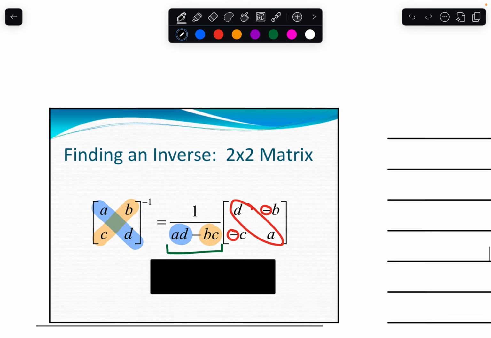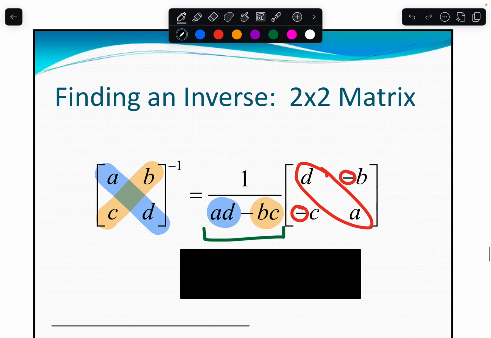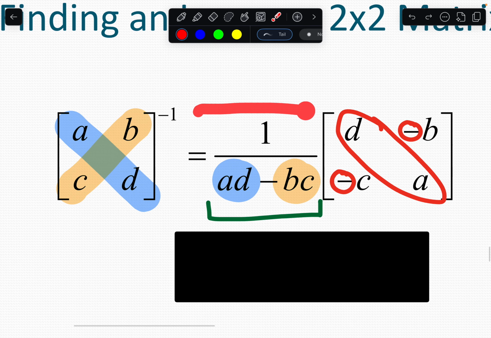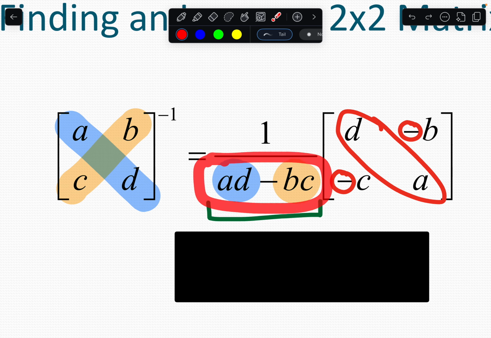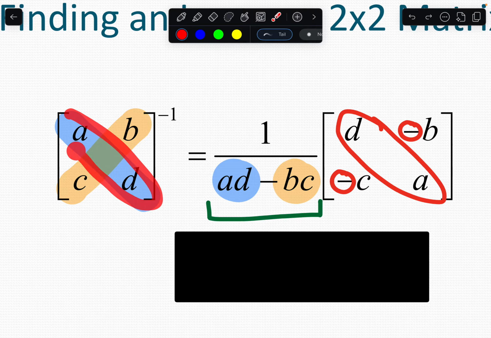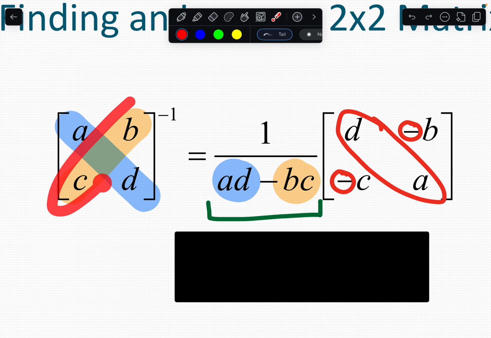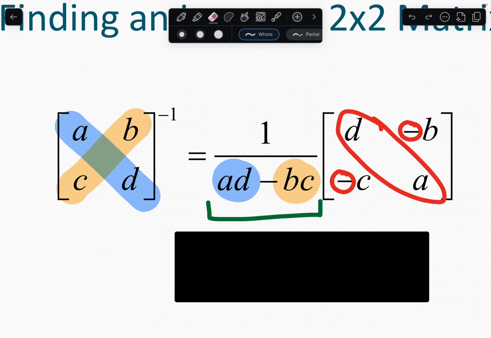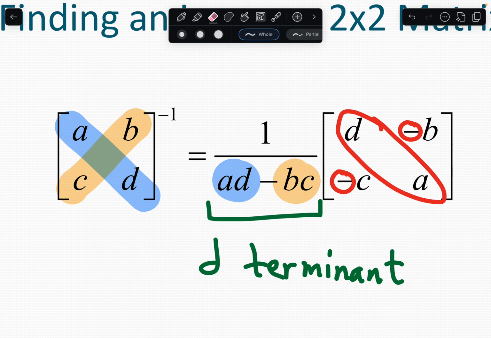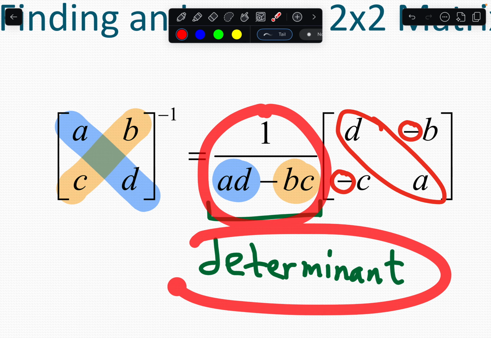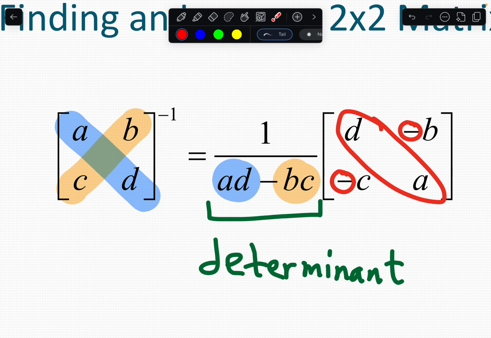So we have a formula here, finding an inverse of a 2 by 2 matrix. There are a couple of things going on here. First off, we have this coefficient in front, 1 over AD minus BC, and I'm hoping this calculation looks familiar, where we multiply AD, and then we multiply BC, and we subtract those. And again, hopefully it looks familiar because that is how we calculate the determinant of a 2 by 2 matrix.